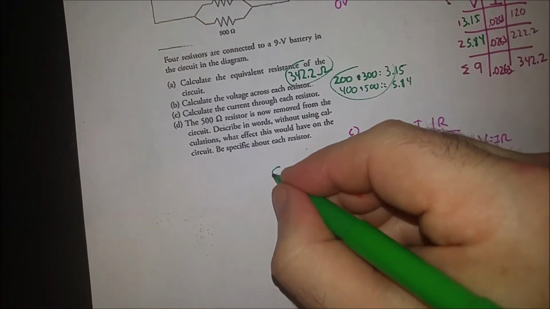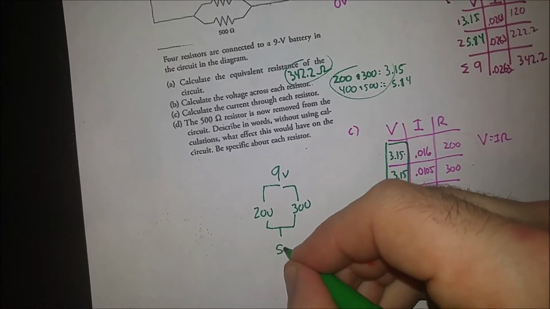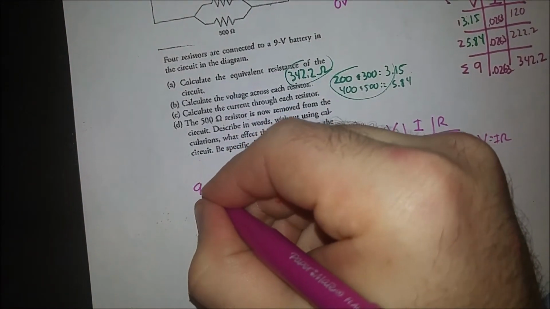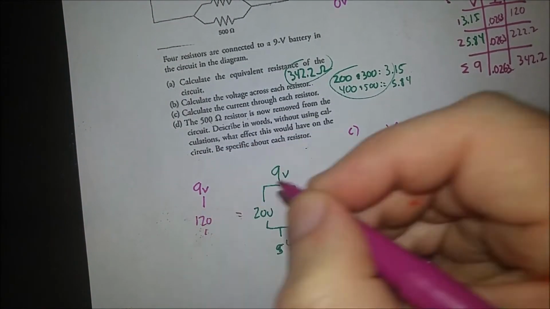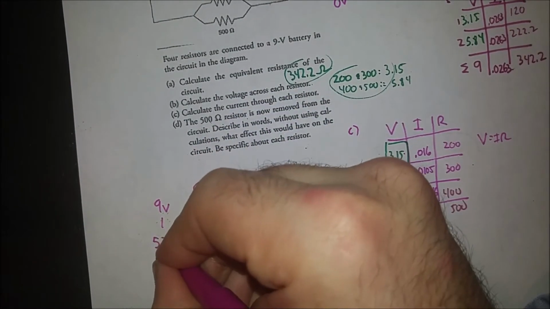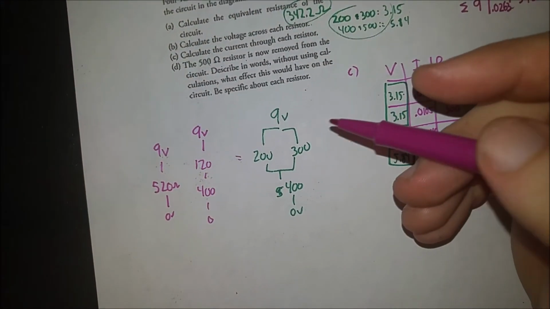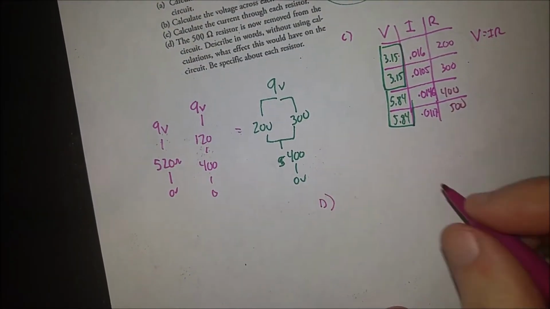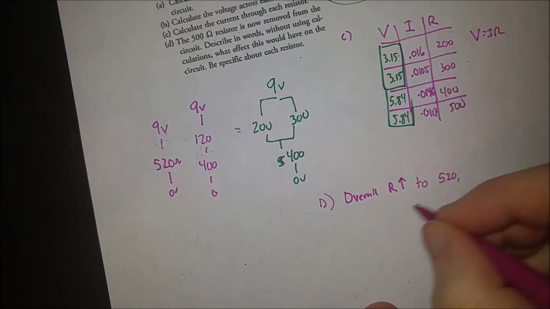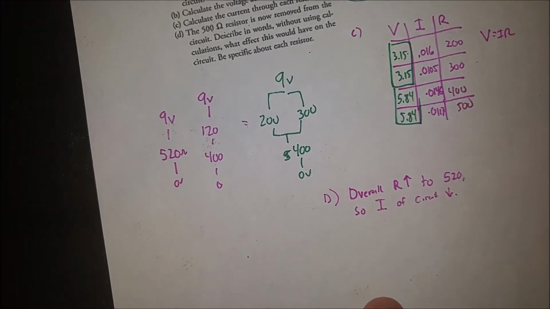Finally, the 500 ohm resistor is now removed. What's going to happen? Well, let's draw a picture of it. Looks a lot simpler. The beginning pair hasn't changed in terms of resistance, so it's still 120. So now I get 520 ohms as my total resistance, whereas before it was 342. So the overall resistance really went up. So what does that mean? Well, at the same push, you're going to have less flow, so the overall current goes down.